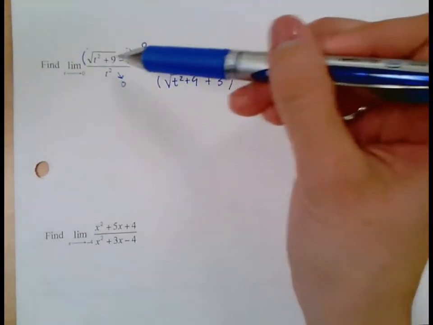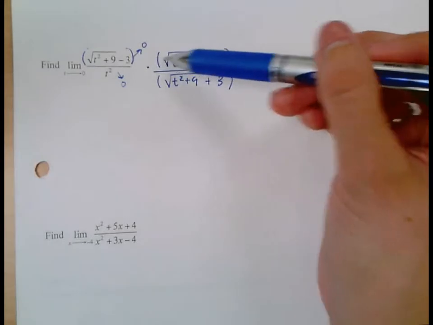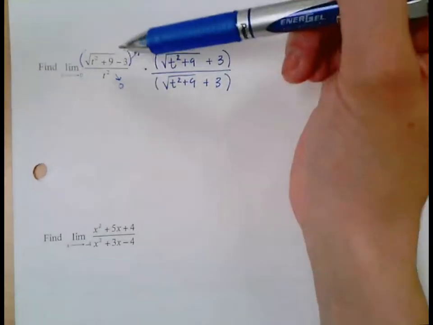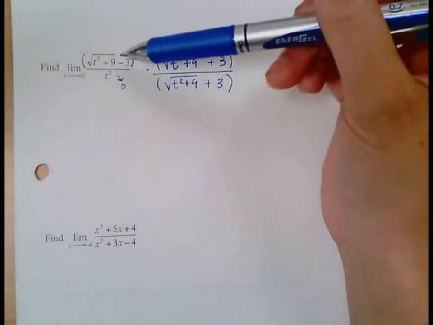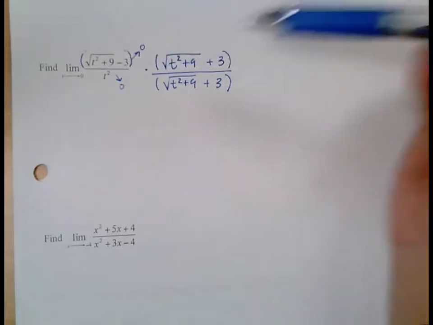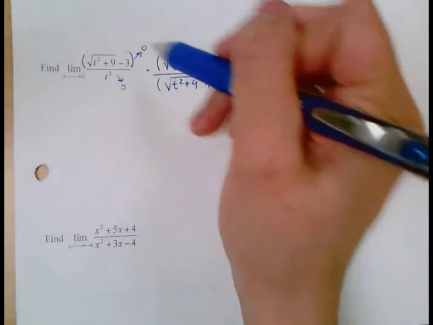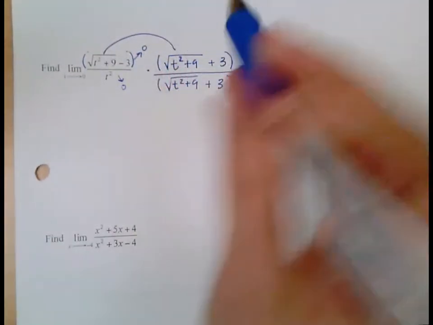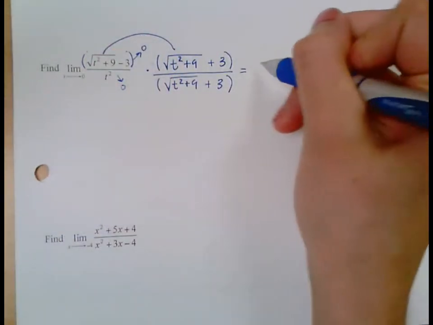So I'm multiplying by the conjugate of the top, and I'm multiplying that by both the top and the bottom. So the conjugate is, as you can see how I have it written, your two terms are still the same, but rather than having a difference, I now have a sum. So you're just changing the plus to minus or minus to plus. And now on the top, I do have to FOIL this. So I multiply the first terms. The square root times itself just cancels out the radical, so that's just t squared plus 9.